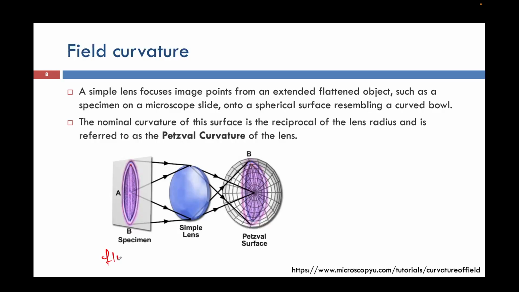This is a flat specimen, which you are seeing on the screen now. This is a flat specimen, but after refraction you will see that there is a kind of curvature. The image gives you a perception that the object is a little bit curved, right? And this surface is known as the Petzval surface, so instead of getting an image of a flat specimen, you are getting an image of a curved specimen.